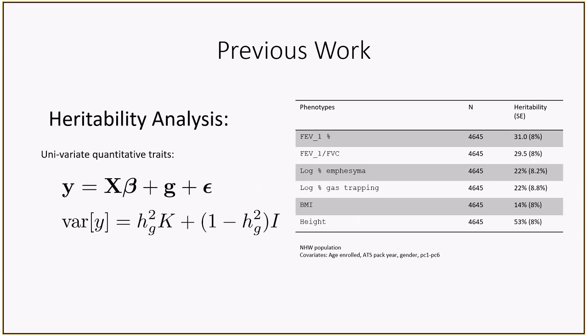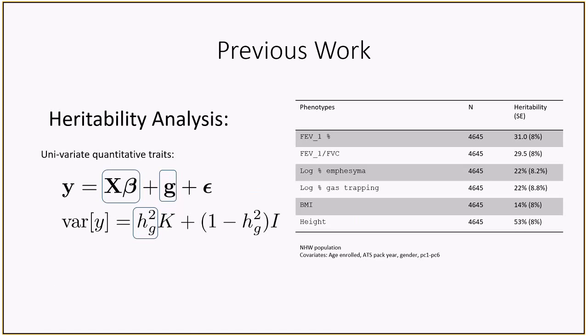So what we do is fit a linear mixed model. In the linear mixed model, we have the fixed effect, which is your covariates. For us, that's age, gender, pack-years of smoking, and a few principal components to account for population structure, such as race. And also the random effect, which comes from the genetics. So basically, we are asking how much of the variance of your univariate quantitative trait, which can be anything that you want to study, is explained by this random effect? And that's what we call heritability.